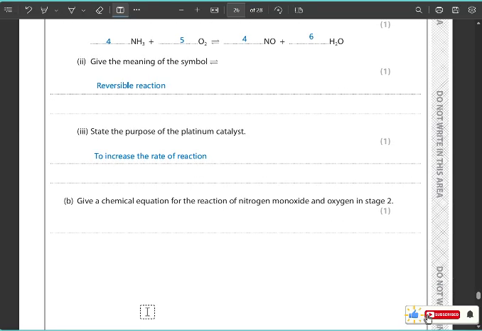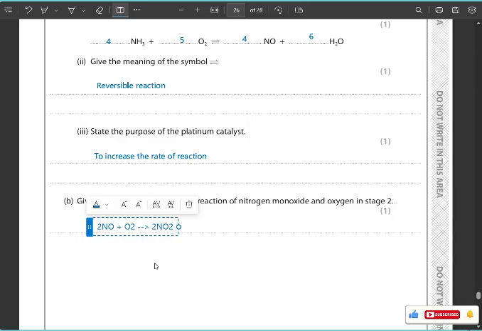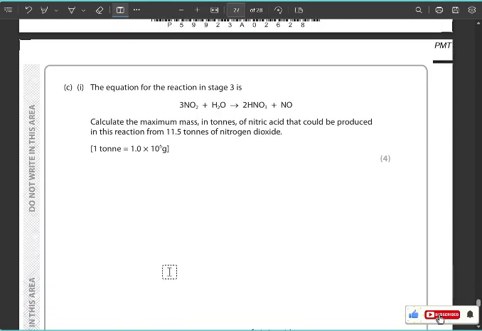Give a chemical equation for the reaction of nitrogen monoxide and oxygen in stage 2. Okay, 2NO plus O2 equals 2NO2. Okay, the next one. The equation for the reaction in stage 3 is 3NO2 plus H2O equals 2HNO3 plus NO.